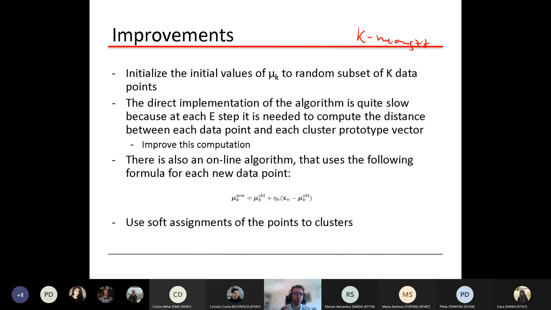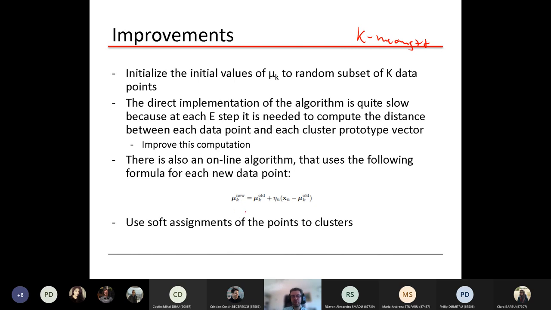Why pick randomly when you can pick from a distribution, like better compute the distribution and take this into account. Some other things can be improved, like the expectation step. In the expectation step, we need to compute each time the distance between each data point and each centroid or cluster prototype vector, each mu k. Maybe there is a better way to improve this computation. Another thing that we can do is to have an online algorithm, to learn as new data points arise.